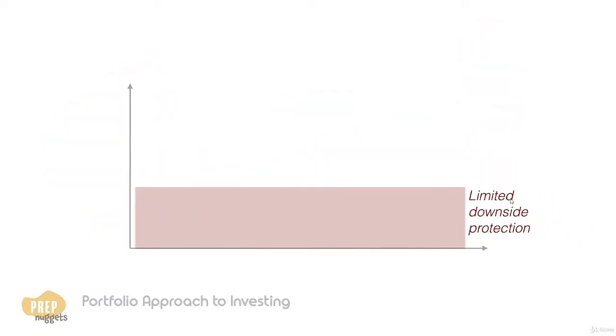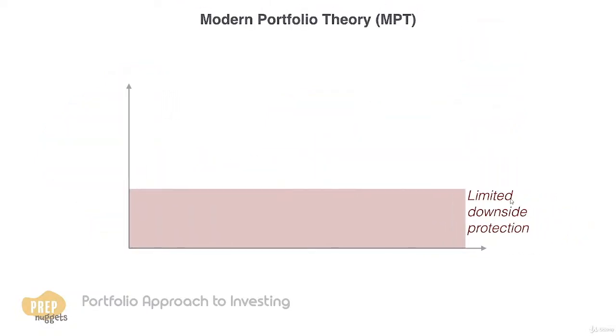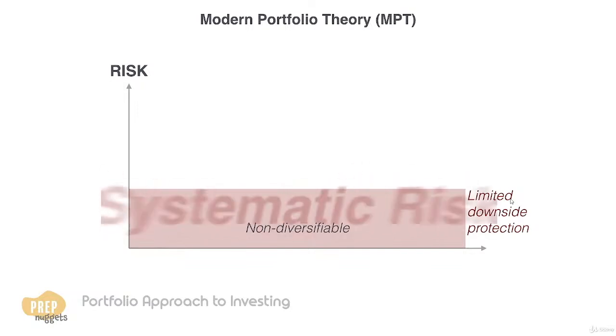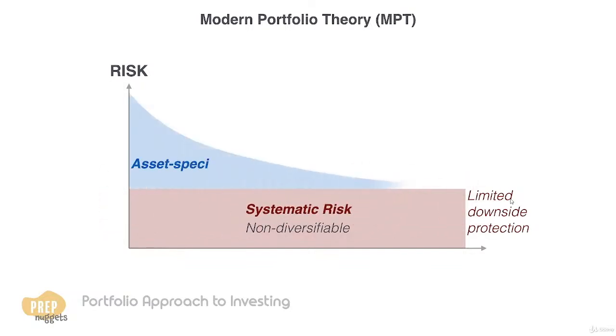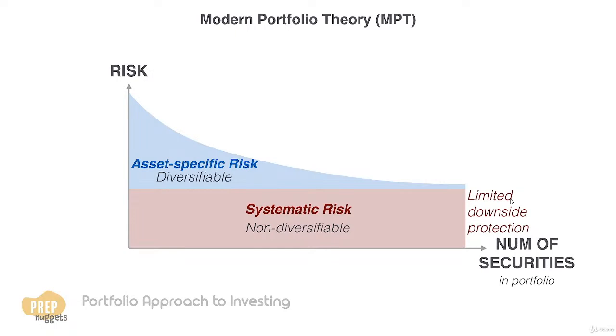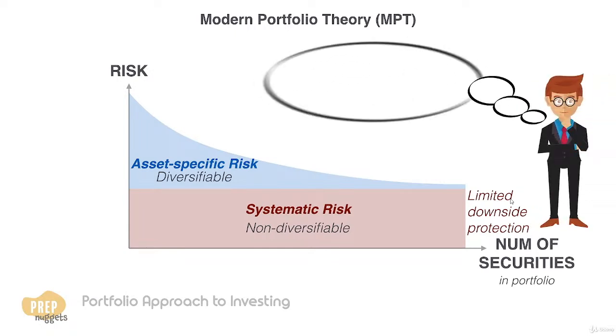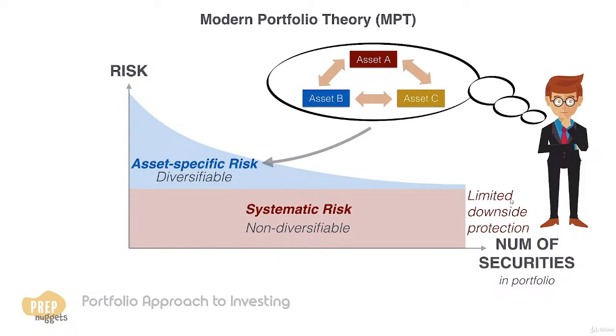And that brings us to the modern portfolio theory. One of the principles of MPT is that some of the risk in assets is non-diversifiable, known as systematic risk. The asset-specific risk is diversifiable as we increase the number of securities in the portfolio. The main conclusion of MPT is that investors should focus on how individual securities in the portfolios are related to one another in order to achieve maximum benefit of diversification, which is to reduce the asset-specific risk of the portfolio.